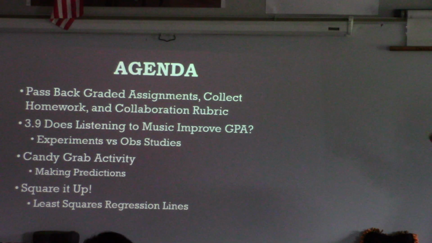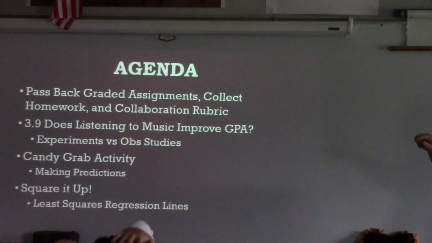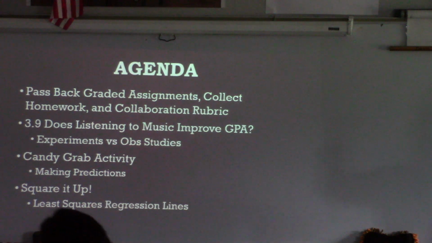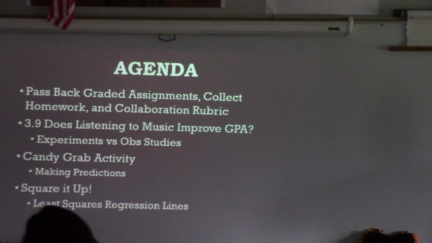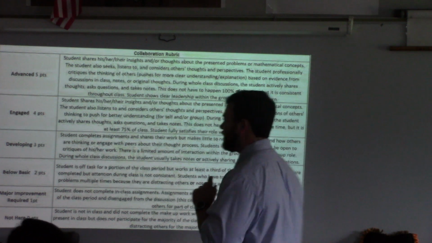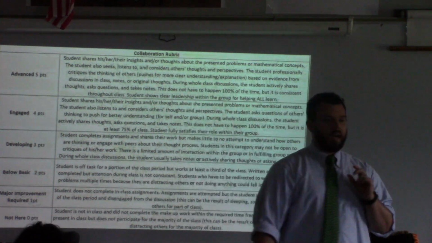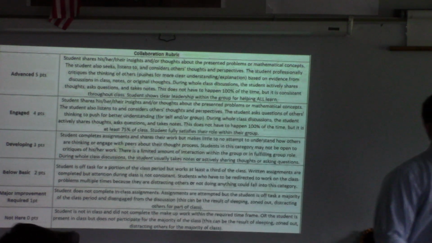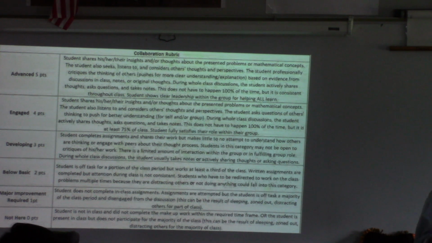But we're going to talk about the collaboration rubric and then move into 3.9. I think we have to wrap up 3.7 just a little bit, but then we'll move into 3.9. Okay? So, grab the pink collaboration rubric. I made it pink so that it jumps out at you. It should go towards the front of your notebook so you always know where it is. This is what I'm going to be grading you on.